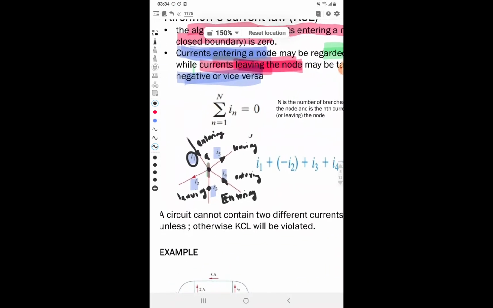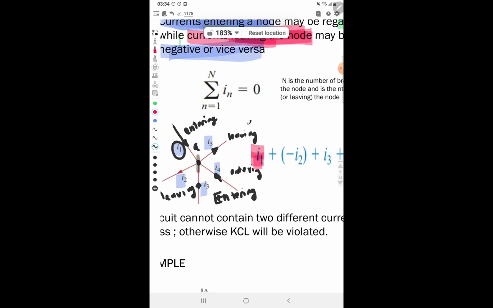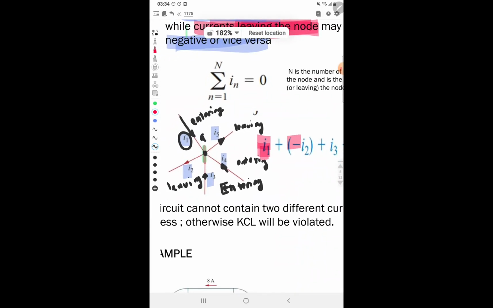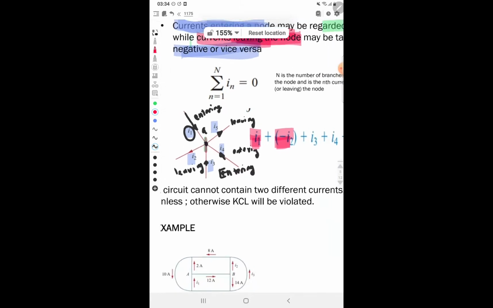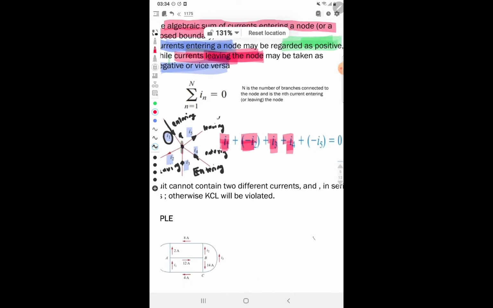Okay? So as you can see, number 1 is entering, so that's why it is positive. Okay? Yun yung sign convention natin. I2 is leaving, that's why this is negative. I3 is entering, that's why it is positive. I4 is entering, that's why it is positive. And of course, yung ating I5 is leaving, so that's why it is negative, equals 0.